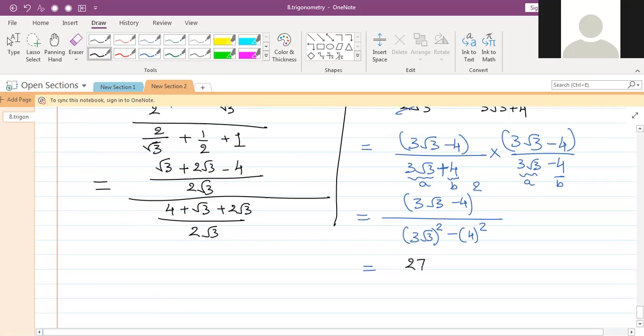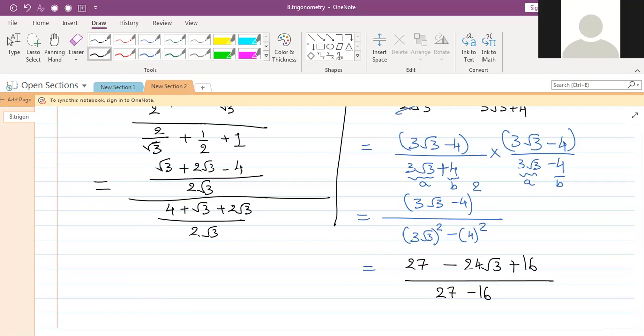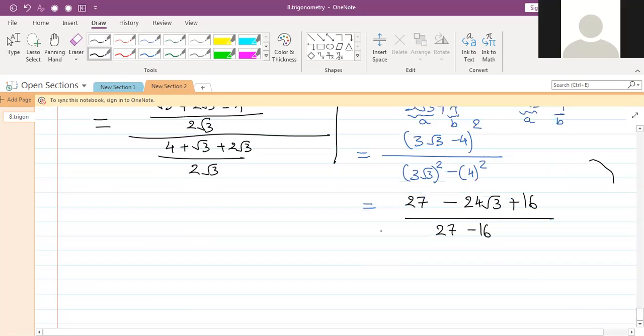3 nines are 27, minus 4 3s are 12, 2 12s are 24 root 3 plus 16, divided by 3 root 3 whole square, that is 27 minus 4 square is 16. Understand? Yes, sir. So here if we simplify this one, 27 plus 16 is equal to 43, minus 24 root 3 as it is, and divided by 27 minus 16, that is equal to 11. Understand? So this one is the final answer.